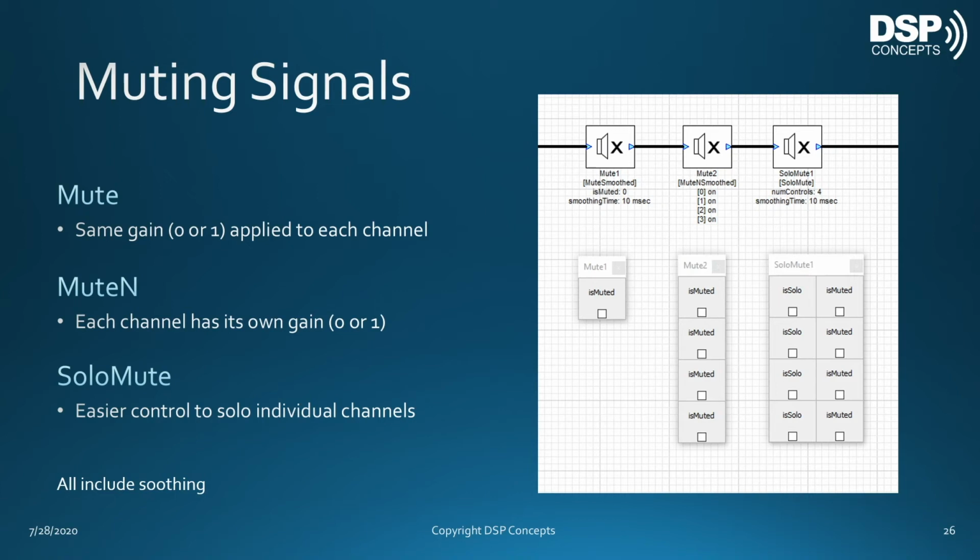There's also multiple modules for muting signals. And all of these operate smoothly. So you can specify the smoothing time and so forth. First one's the easiest one. It's the mute module. This either mutes or unmutes all the channels in a wire. Then there's a mute N. You can specify individual channels to mute. And finally, there's a solo mute, which is more complicated. You can either solo individual channels or you can mute them as well. So this is very useful, like in a home theater context where, hey, I just want to listen to the center channel, or I want to listen to one of the surrounds and so forth. So that's the solo mute.